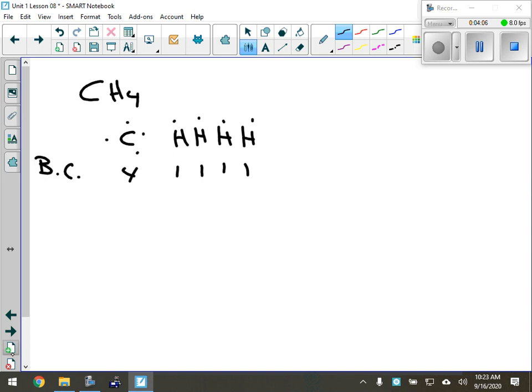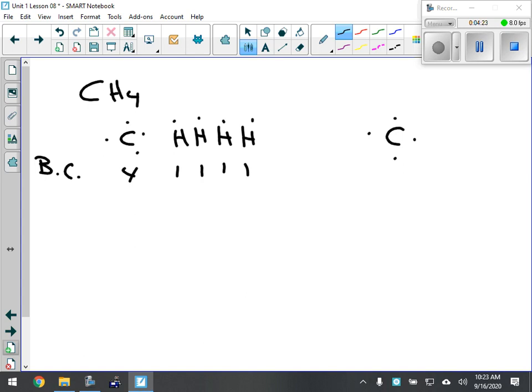Yeah, I don't think it matters. Regardless, whichever way you want to do this, we're going to put C in the middle, yes? Because it's got a bonding capacity of 4. So we want to put C in the middle, central atom.